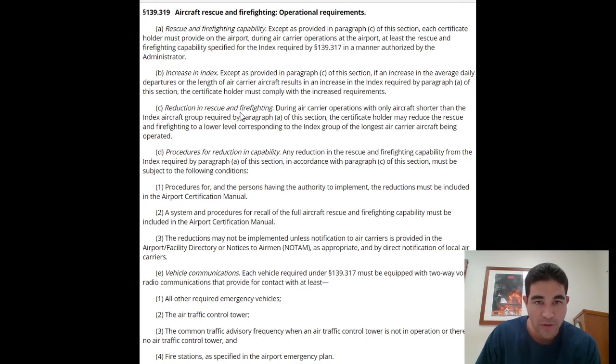Reduction in rescue and firefighting. It's also saying that if you have aircraft that are shorter, maybe your largest plane stops coming in, or they only come in 3 times now instead of 6, you could actually reduce your rescue and firefighting to a lower level corresponding in the index group. That's if a shorter aircraft comes into play. So you can increase or reduce depending on your aircraft and your average daily departures.